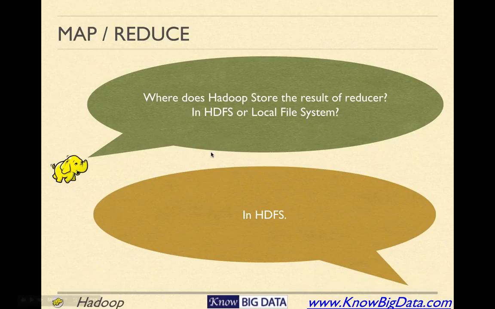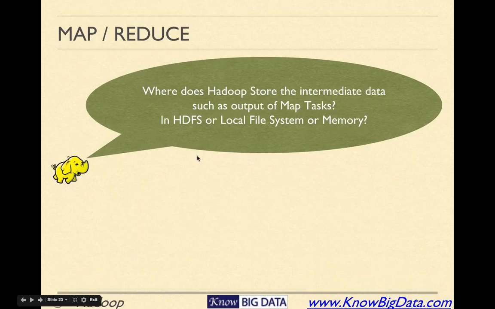Now, next question to you. While a MapReduce task gets executed, as we showed you earlier, there are intermediary stages. Mapper generates the key value pairs, the key value pairs are sorted, and then after sorting, they are fed to the reduce process. Now where does Hadoop store this temporary or intermediary data, in HDFS or in the local file system of individual machines?